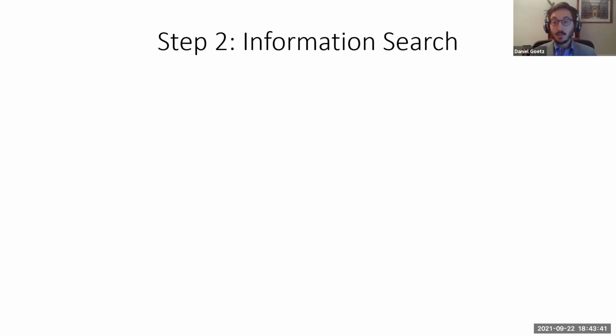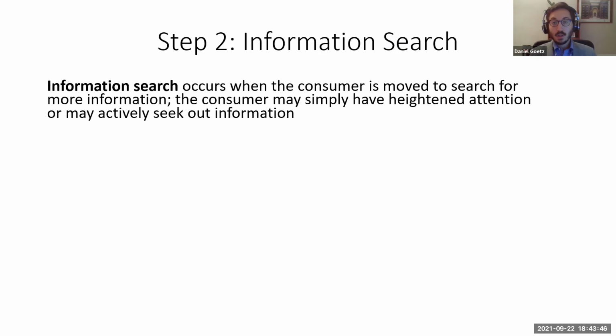After which time you search for information, right? Information search occurs when the consumer is moved to search out more information, either through an active process where you're Googling or looking on your phone, or even just looking at the world around you, or asking people. Some kind of active process, or you might simply have heightened attention, perceiving more closely information that's already available to you.